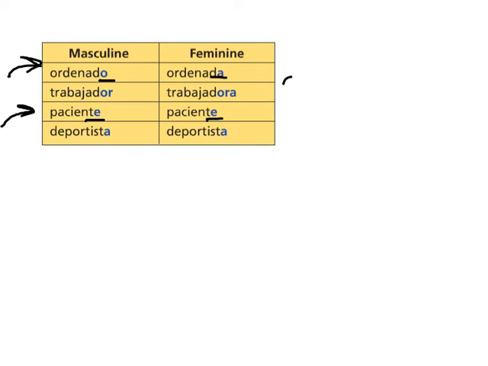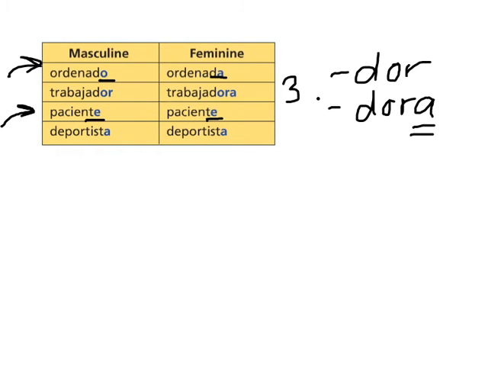Number 3 in your notes should be that adjectives whose masculine form ends in dor, the feminine form is going to end in dora. So you're not changing it from an O to an A, you're just adding the A in this case. Okay, we can see an example here with hardworking. A boy would be trabajador, and a girl would be trabajadora.